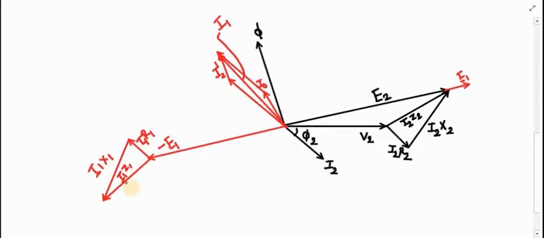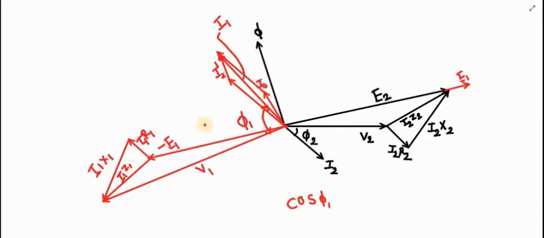So just vectorially add minus E1 and I1 Z1. What are you going to get? V1. And the angle between my I1 and V1 is nothing but the power factor angle on the primary side. So the power factor on the primary side is nothing but cosine of angle phi 1. So finally we got the primary impressed voltage V1 by taking the phasor addition of your minus E1 and I1 Z1.